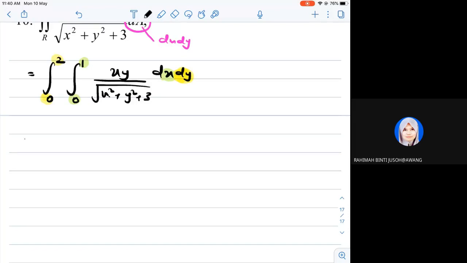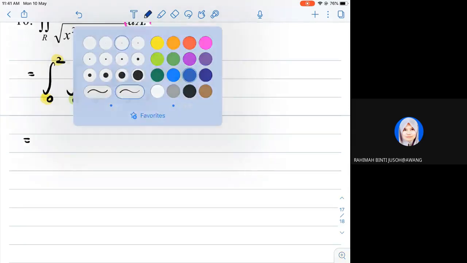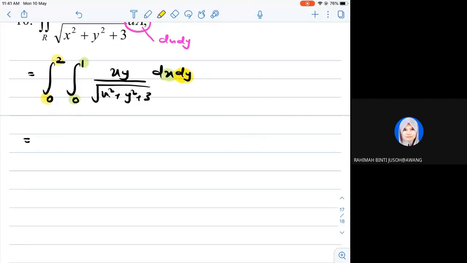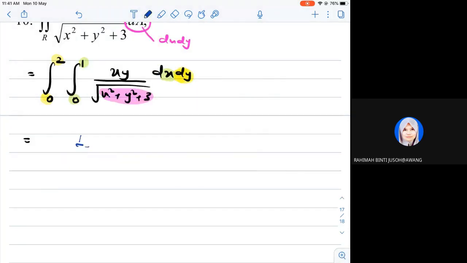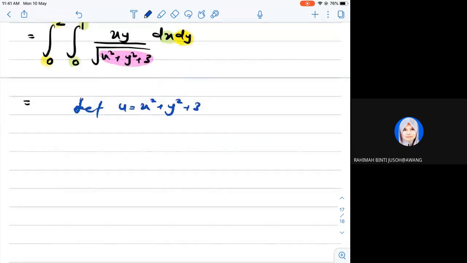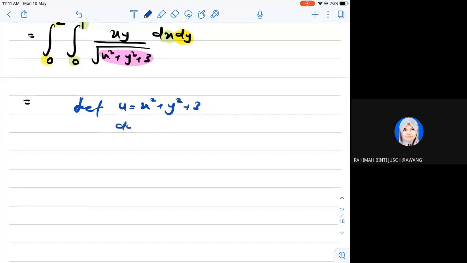Alright. So, now, let us proceed here. Can we integrate this directly? The answer is no. Okay, we have to make a substitution. Okay, so kita kena guna substitution. We let U, let's say saya ambil yang dalam ni. Okay, I choose this as U. Alright, so let U equals to X squared plus Y squared plus 3. Okay, so differentiate U with respect to X sebab kita nak terhadap X dulu sekarang ni. So differentiate U terhadap X, you will get 2X dx.